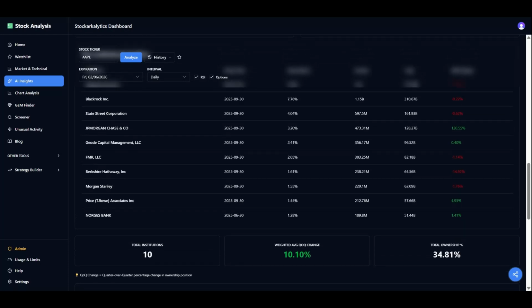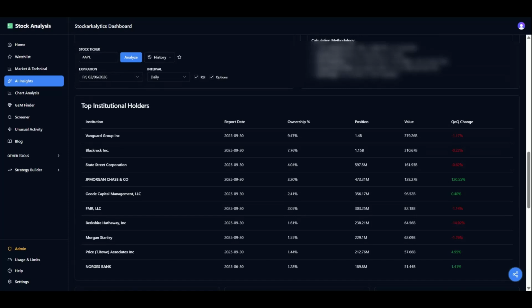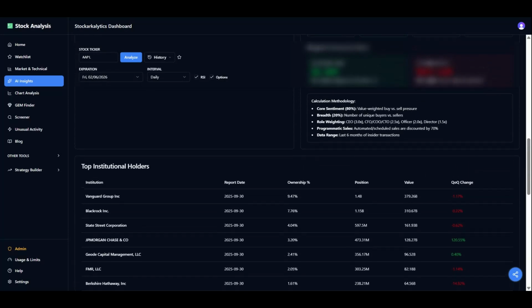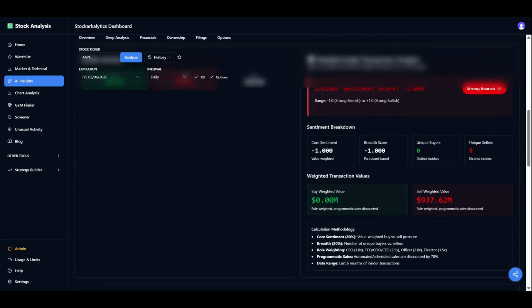Next up is filings, where we'll look at the actual reported documents and disclosures that drive a lot of these changes. Scrolling back up, we are now in the Filings tab.